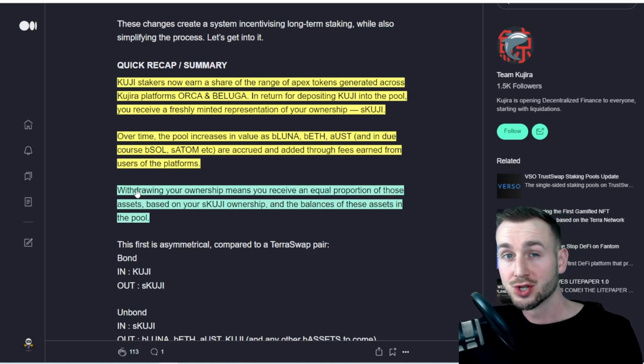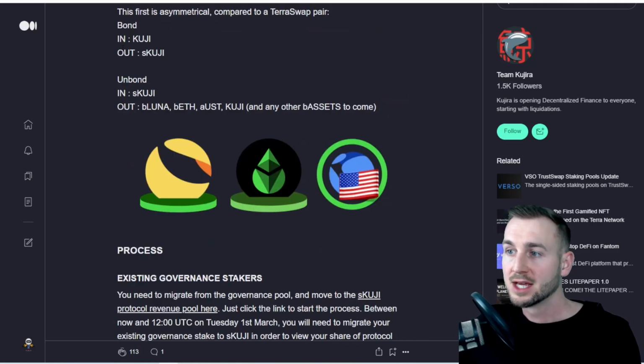Now, once you've staked your tokens or bonded them to the pool, to withdraw is the only way to get the actual payments out. You can see them in your share on the Blue app, but you don't actually receive them until you do the withdrawal. But there's game theory within this that ensures you want to stake for a longer period of time and not consistently withdraw your staked Kuji. So when you bond or stake here, you put in Kuji and you receive the SKuji as a receipt token. And then when you want to unbond it or unstake it, out pops your fair share of the revenues here in the form of BLUNA, BETH, AUST, and more Kuji, and more B assets to come.